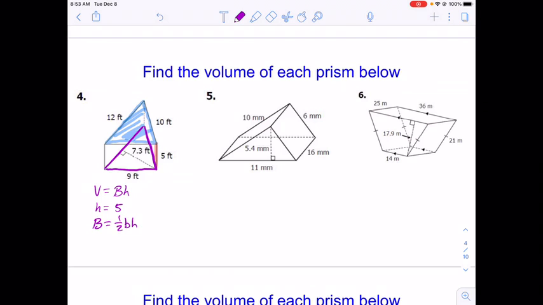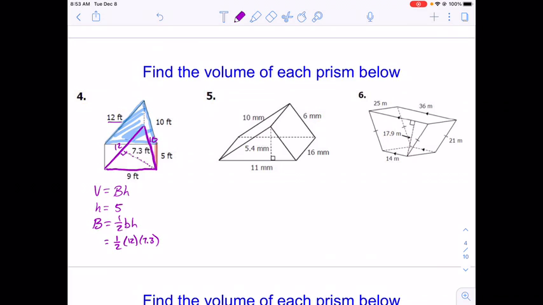There's our triangle. If this is 12 up here, that means this is 12 down here as well. If this is 10 up here, that means this side is 10 down here. Now the height they give us, the dotted line, remember we look for the height that's perpendicular to our base. That is our height for this. This is going to be 1/2 our base of 12 times our height of 7.3.